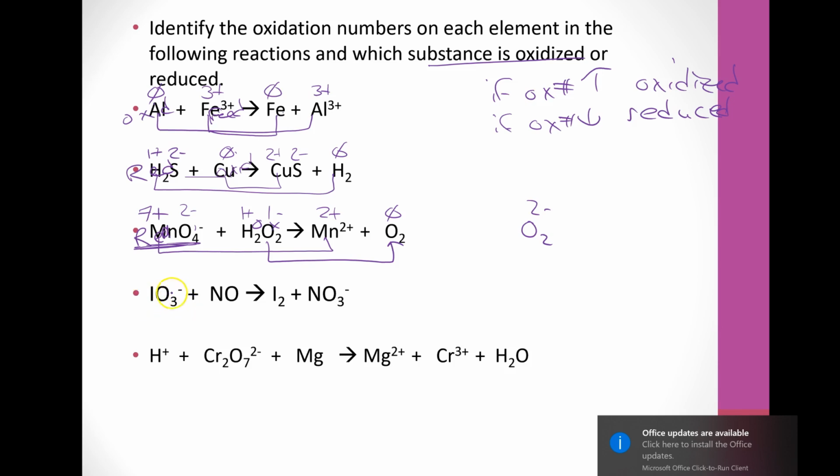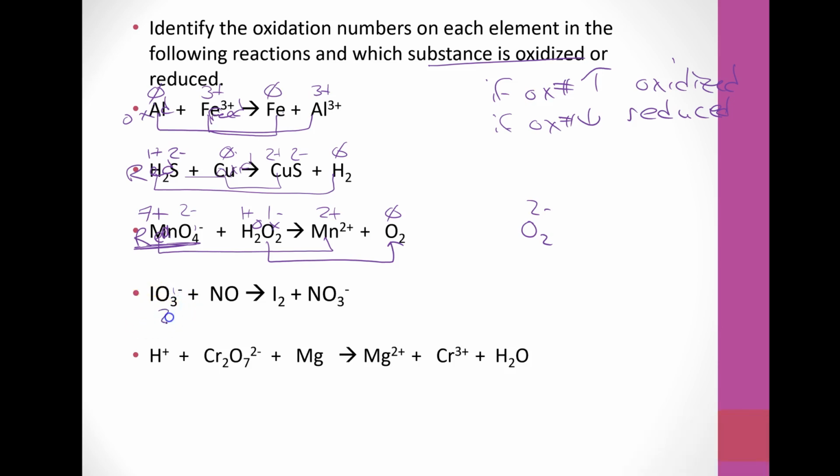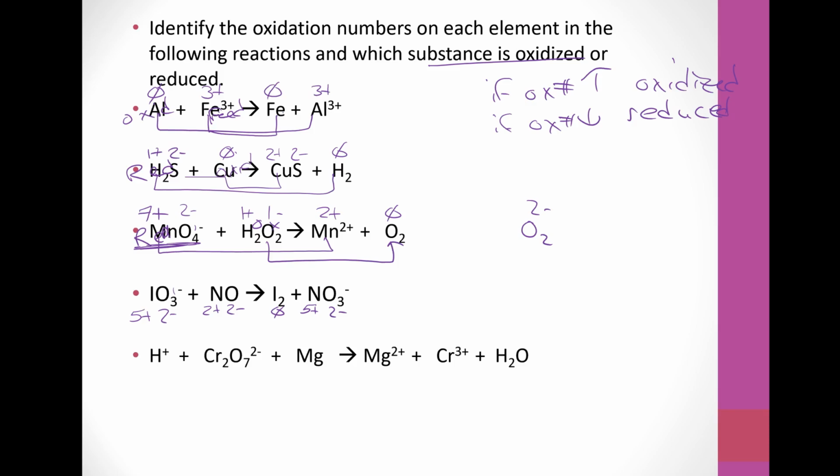So for this one, this is iodate. Charge is -1. Oxygen's -2. Iodine is +5. Inside here, oxygen -2. Nitrogen +2. Iodine 0. +5 and -2. Goodness, I wish it would stop doing that. +5 for the I to 0 means this has been reduced. +2 to +5 means this has been oxidized.